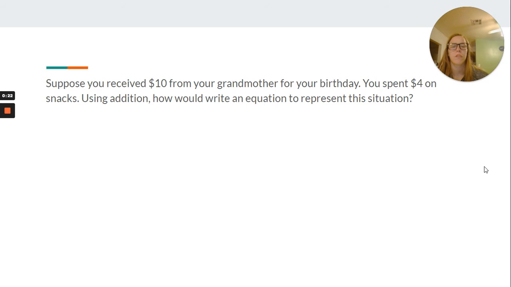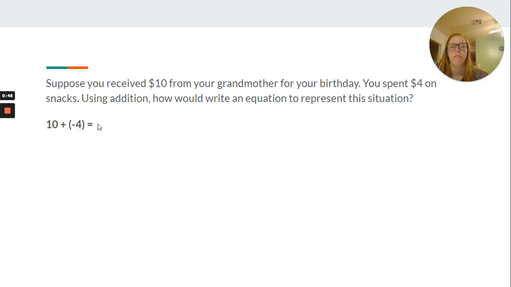So suppose you received $10 from your grandmother for your birthday. You spent $4 on snacks. Using addition, how would you write an equation to represent this situation? We start with 10, we spend 4, so we no longer have it. We have 10 minus 4, or plus a negative 4, because we want to work with addition.